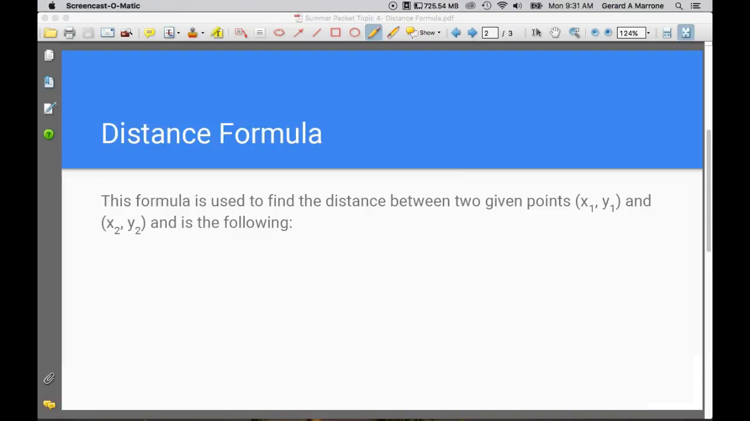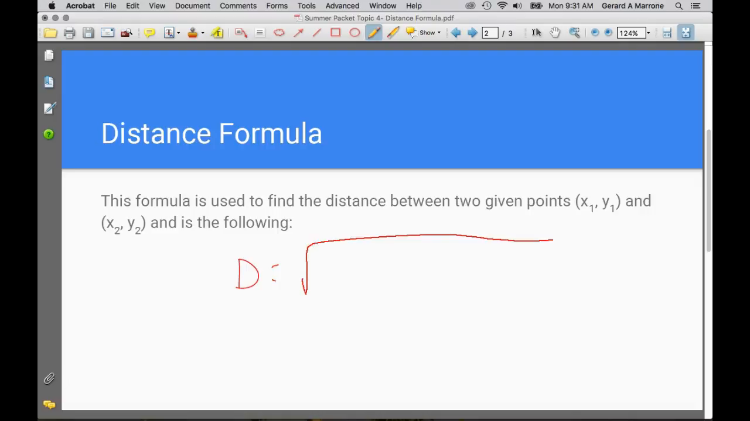So the distance formula is used to find the distance between two given points on a coordinate plane. And we label them x1, y1 for the first point and x2, y2 for the second point. And those coincide with the notation for the distance formula. So the distance formula, we use the letter D to denote it, and it is a big radical with x2 minus x1, or the distance between the x values, squared, plus y2 minus y1, distance between the y values, squared.